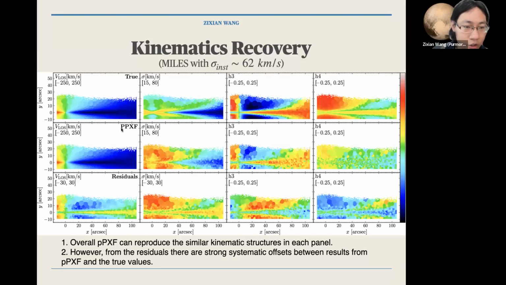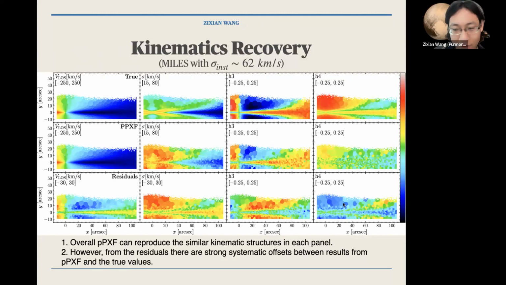And the second row shows the fitting results from PPXF. And in the third row, we show the residuals of these two panels for each parameter. And the color bar and color range is shown in each panel. For example, the residual panels all range from negative to positive values, and because green is in the middle of the color bar, if all the colors in the residual panel are green, that means the residual is 0, and PPXF is the same as the true answer.